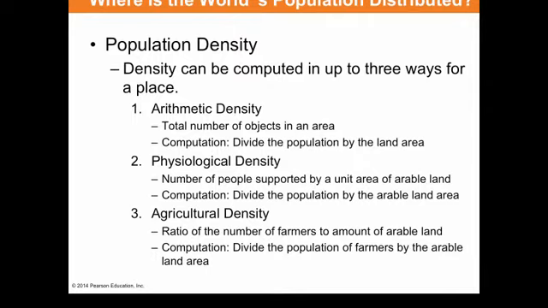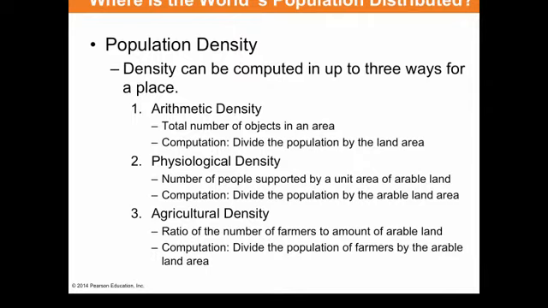Physiological density is the number of people supported by a unit of arable land. Arable means farmable. So you divide the population by arable land. So you might have a number that's a little bit different, but once again, in physiological density, you're referring to the population divided by the amount of arable land. Agricultural density is the ratio of the number of farmers to the amount of arable land. So you divide the population of farmers by arable land area.